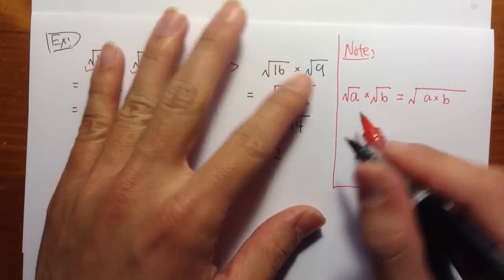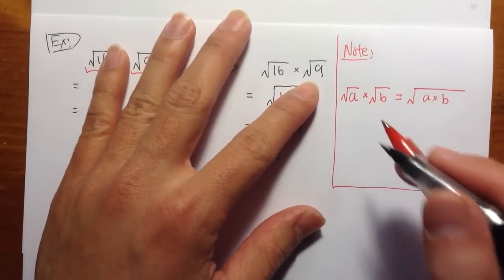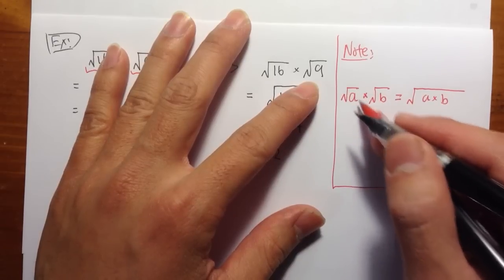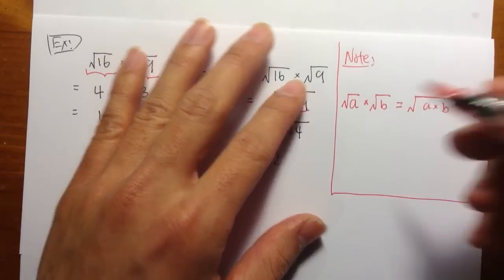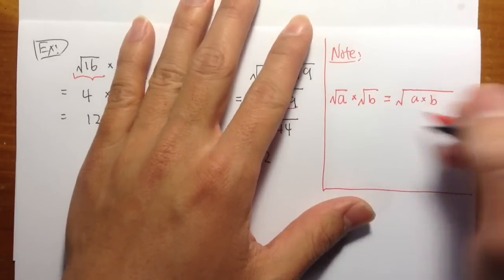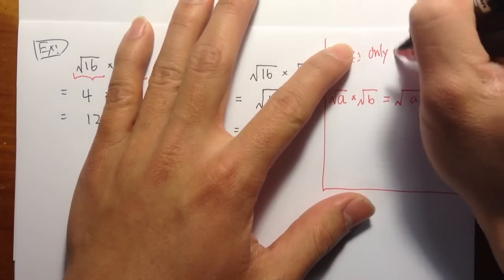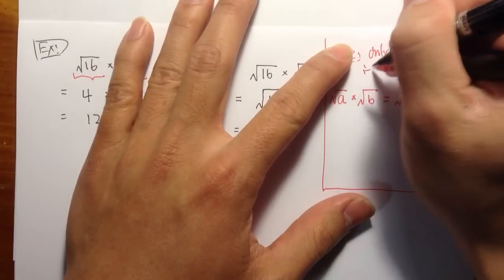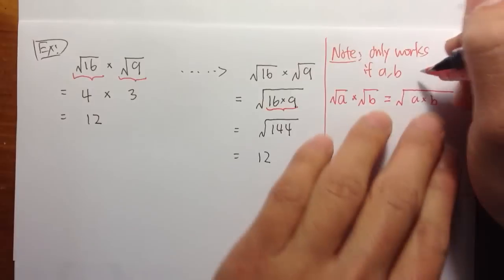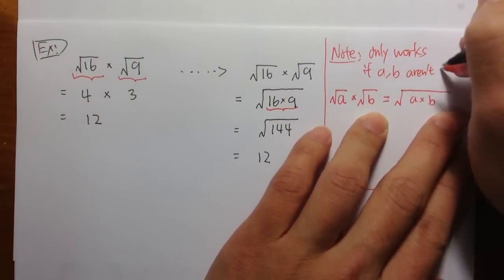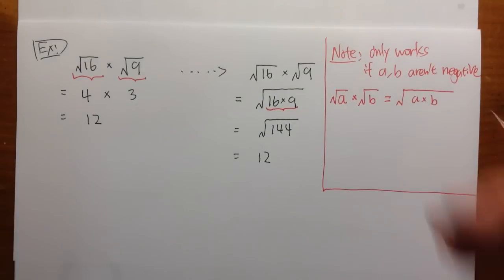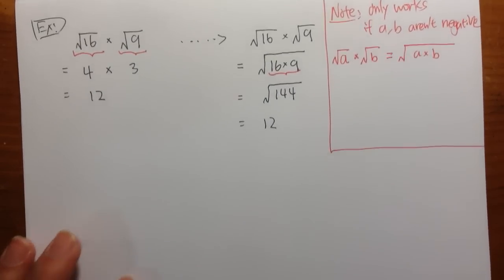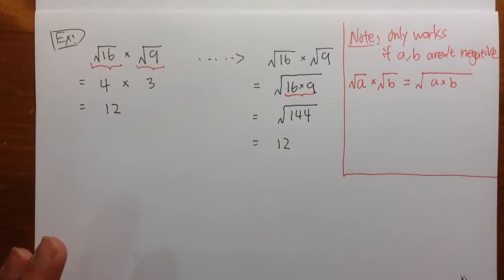However, when you have a square root of a number, we can only take a positive number inside the square root, right? And maybe 0, that will work as well. So we have to make sure that this formula only works if A and B are not negative. This rule only works if A and B are not negative numbers.